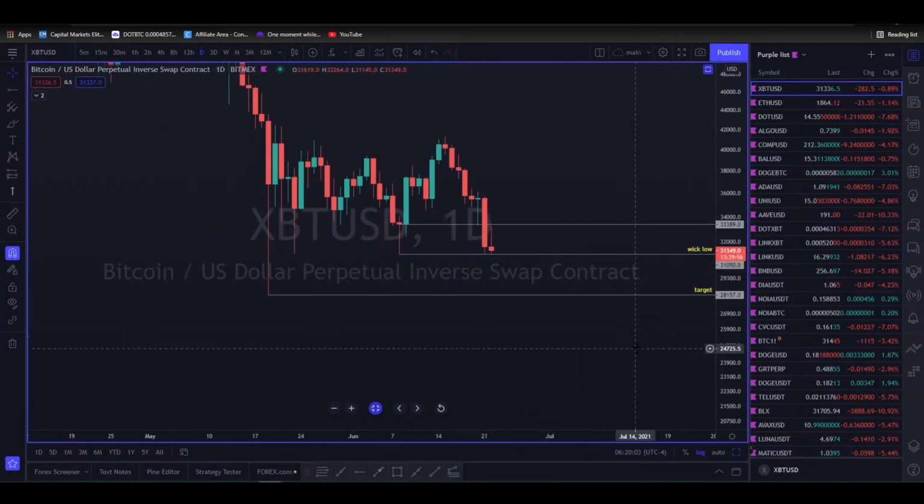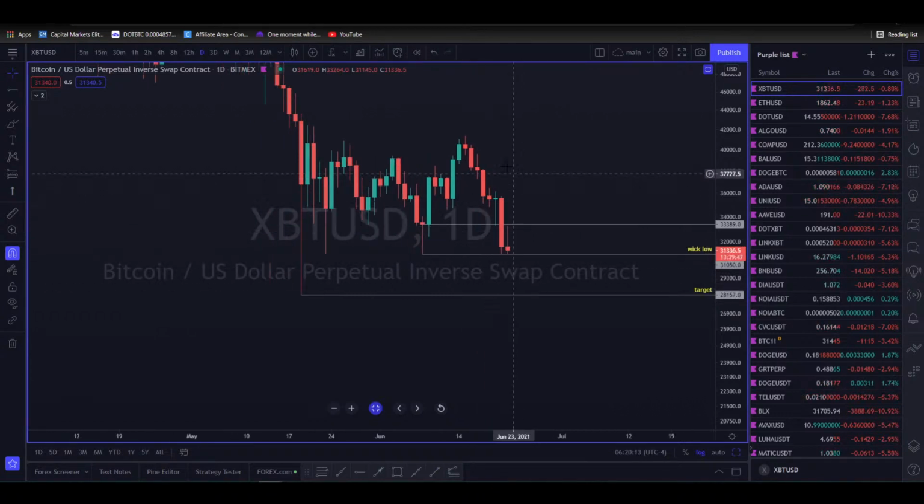So today's a very important day for Bitcoin. Does it close down here? Does it just put a run on those stops and then close bullish? Even if it closes bullish, I'm not going to look for bullish entries. You got to get above all this stuff. You got to get above this stuff.